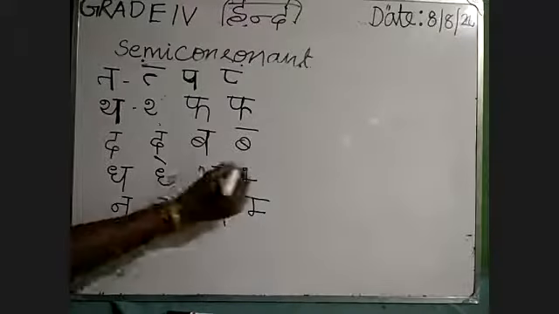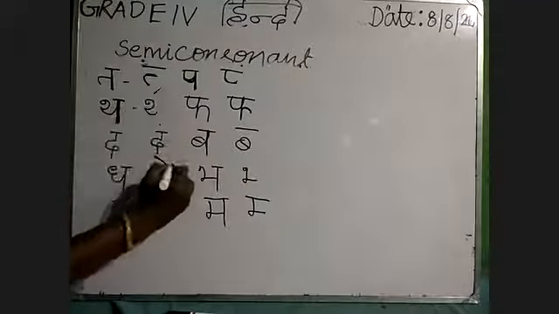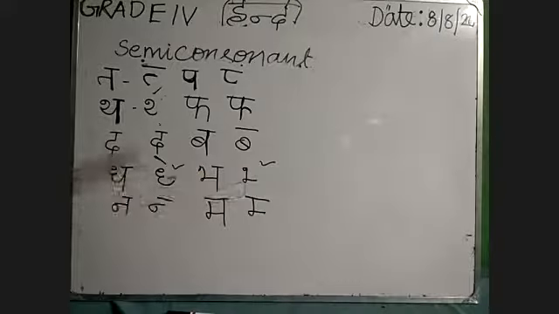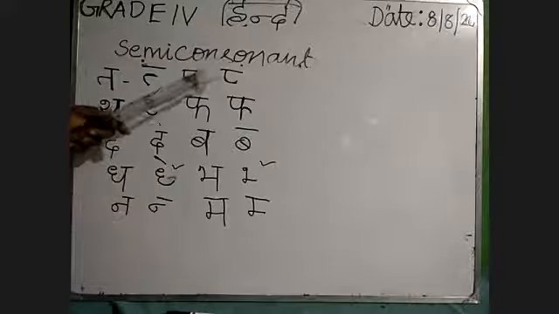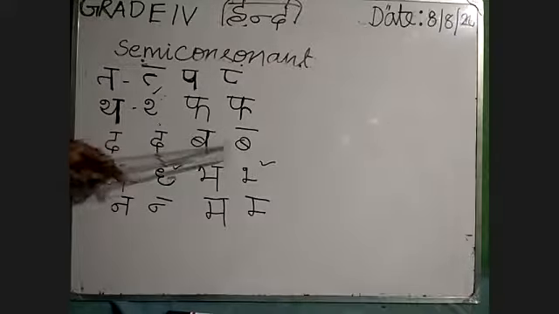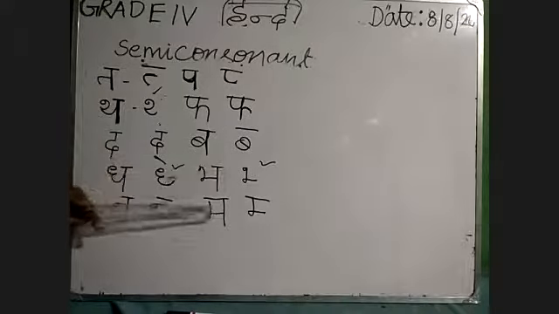No sleeping line should come. Once again, I am telling, no sleeping line should come for these three semi-consonant letters. Ta, it, da, id, na, in. Pa, ip, fa, if, ba, ib, ma, im.